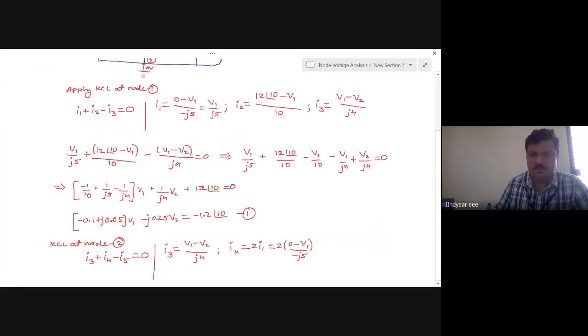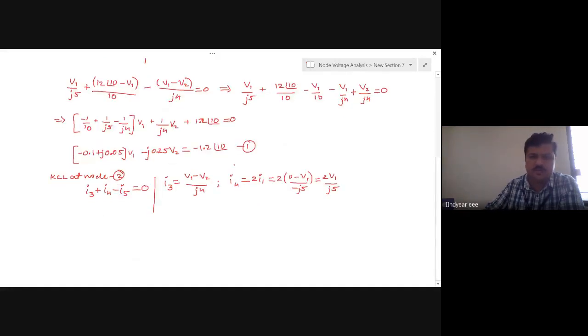Yeah, 2 into I1. I1 is what? 0 minus V1 by minus j5. So this is equal to 2V1 by j5. We will keep it as it is as of now, or if you want to convert, you can convert. No issues. We will take it down there only. When we substitute this in the equation, then what is I5?